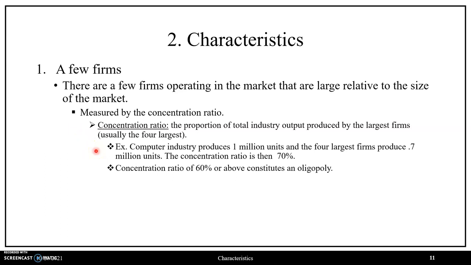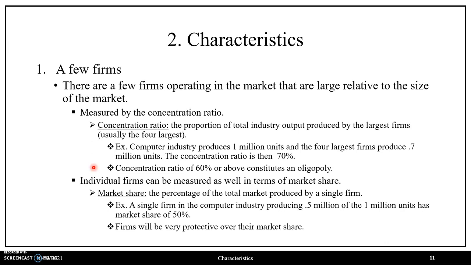An example of calculating the concentration ratio is if we consider the computer industry, which produces 1 million computers, and the 4 largest firms in the space produce 700,000 computers. Then the concentration ratio for these 4 firms is 70%, given that these 4 firms produce 700,000 units, divided by overall units, which is 1 million in the space. And in terms of classifying markets as oligopolies, a concentration ratio of 60% or higher is what will constitute an oligopoly.